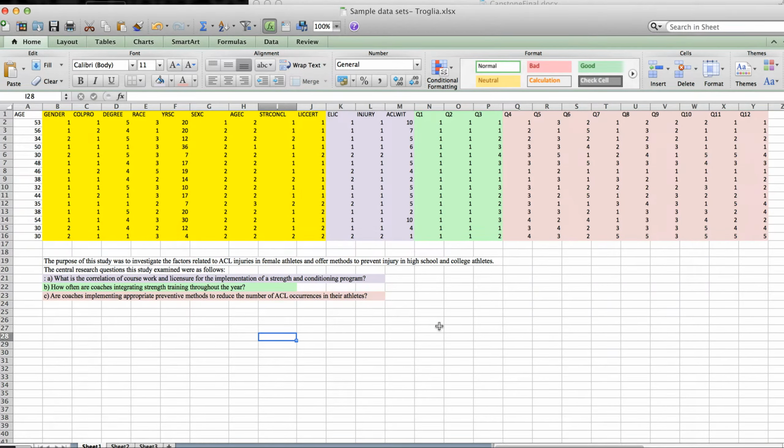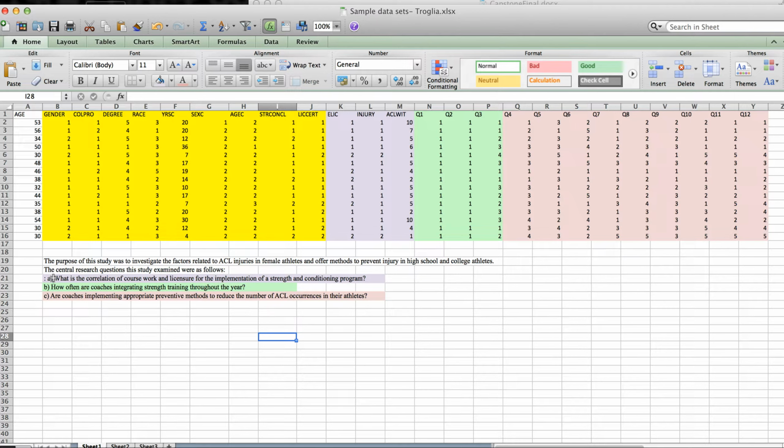So you can see the purpose was to investigate the factors related to ACL injuries in female athletes. And then from what research provided and also her study results offered, she included a section in Chapter 5 that provided comprehensive discussion on methods to prevent injuries in high school and college athletes, specifically ACL tears. She had 3 central research questions, and they are listed here.